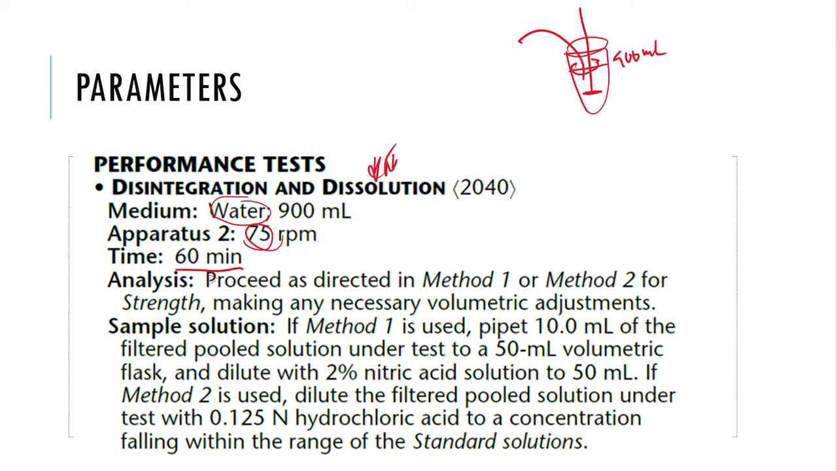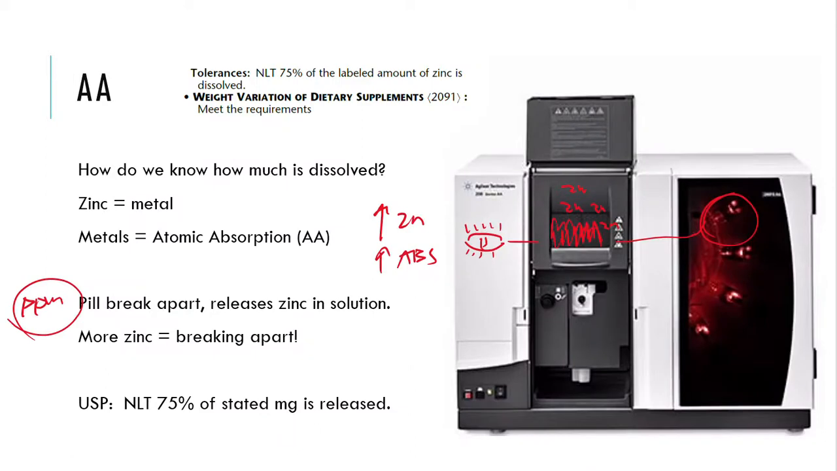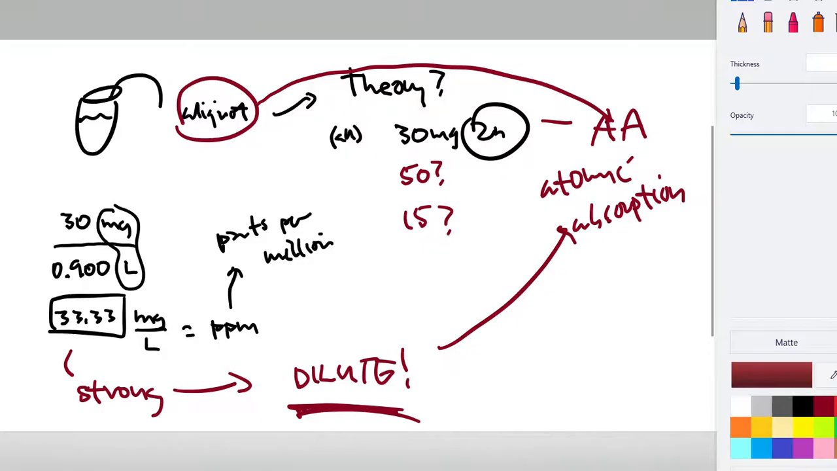And that instrument is going to be an AA instrument that is made to see zinc. And I know how much zinc is going to be present from the tablet because we just talked about that calculation. I take the stated milligrams on the label, divide it by 0.9 because that's how much water we use. That was in the monograph. And I get a concentration. Whatever number shows up on your pill bottle, that's what you need to use right here.